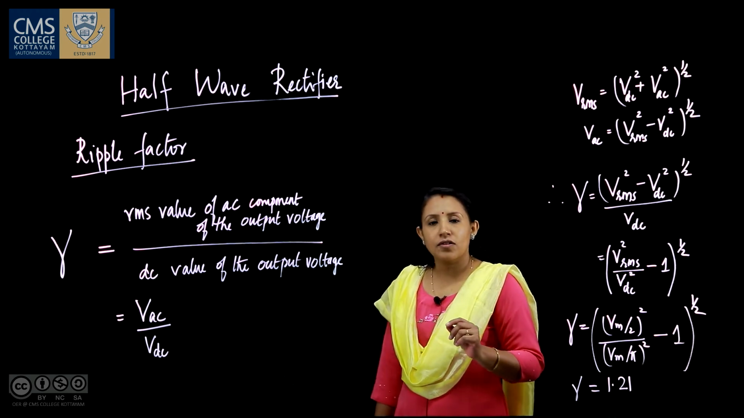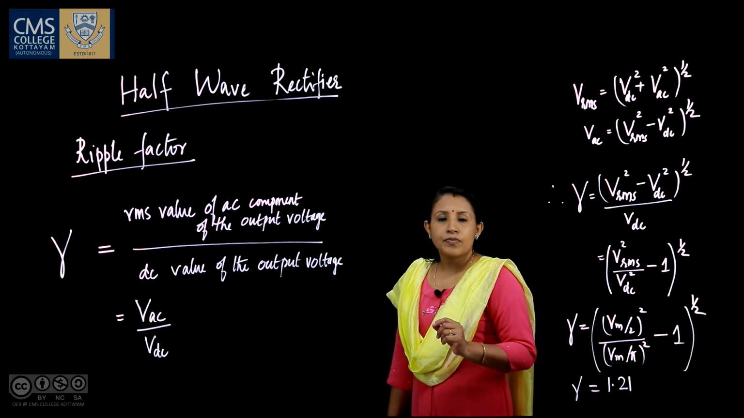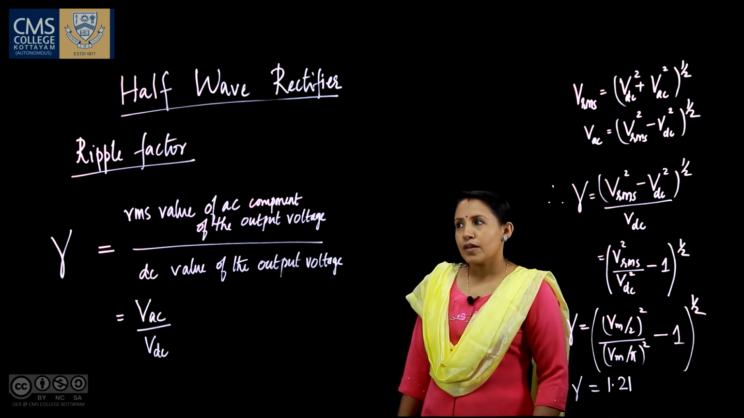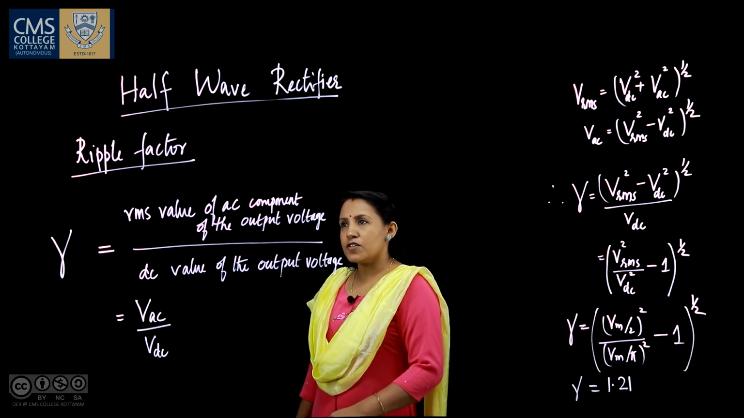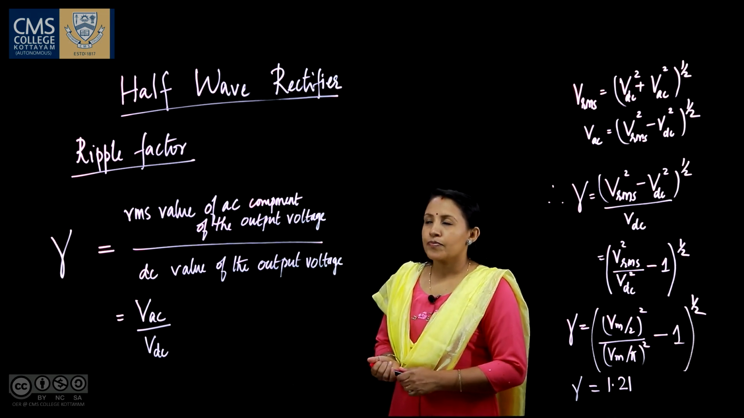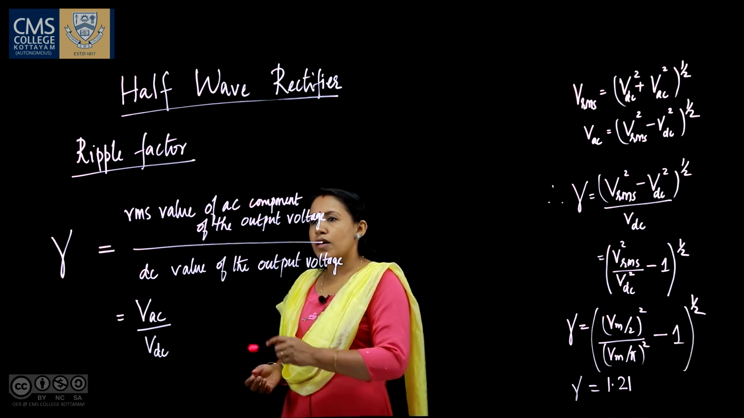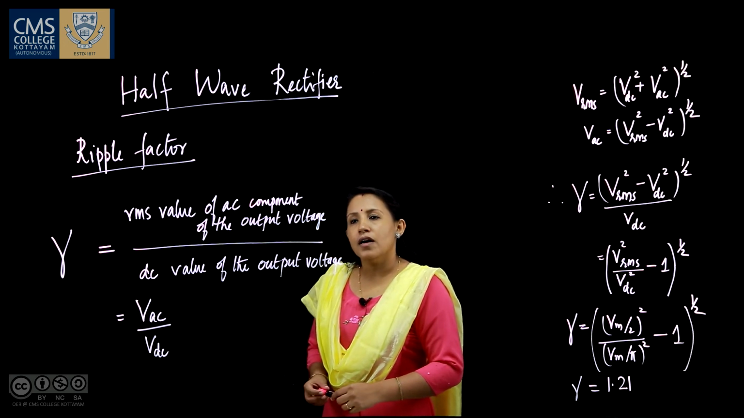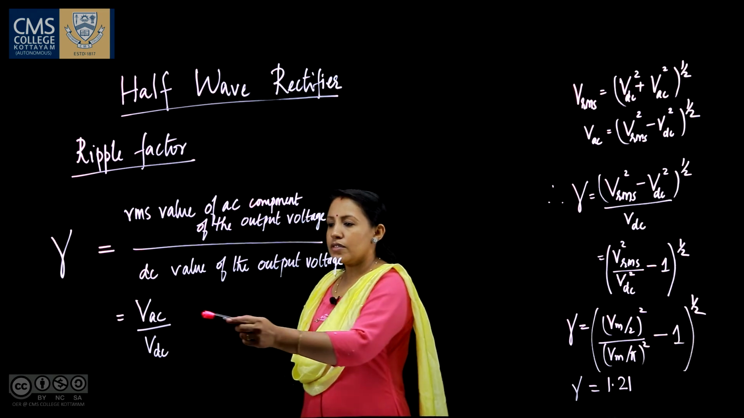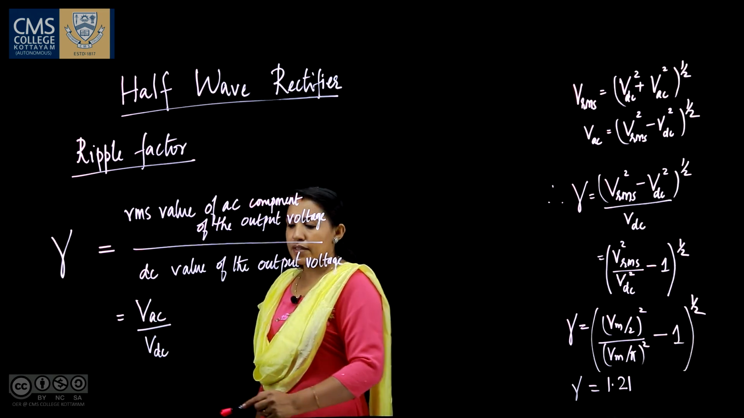The output voltage of a rectifier consists of two components, an AC component and a DC component. The AC component is called the ripple, which is an undesirable component in the output. The smaller the ripple, the more effective the rectifier is. The term ripple factor estimates the amount of ripple component in the output. It is defined as gamma, equal to the RMS value of the AC component of the output voltage divided by the DC value of the output voltage, or VAC divided by VDC.